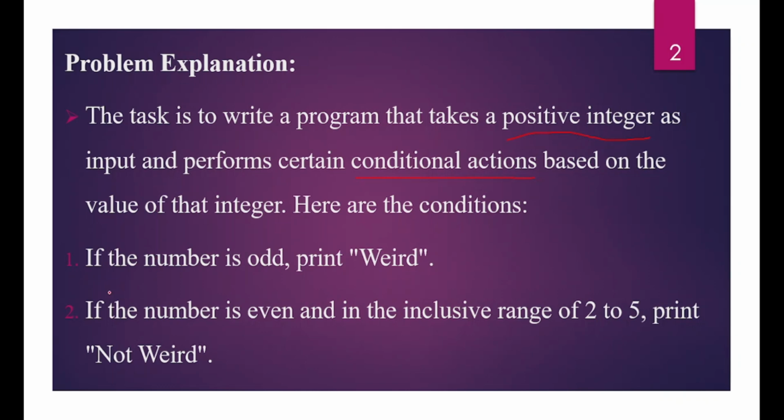Now what are the conditions? If the number you are entering is an odd number, then it should print weird. If your number is an even number and it is in the range of 2 to 5, then it should print not weird. So the first condition is: you will be entering a positive integer, and based on certain conditions, if your number is odd, it should print weird. If your number is even and between 2 to 5, then it should print not weird.